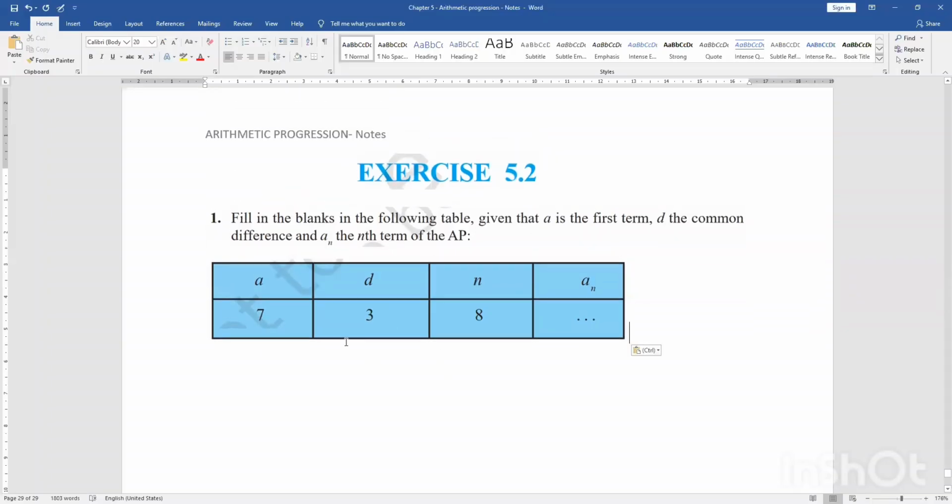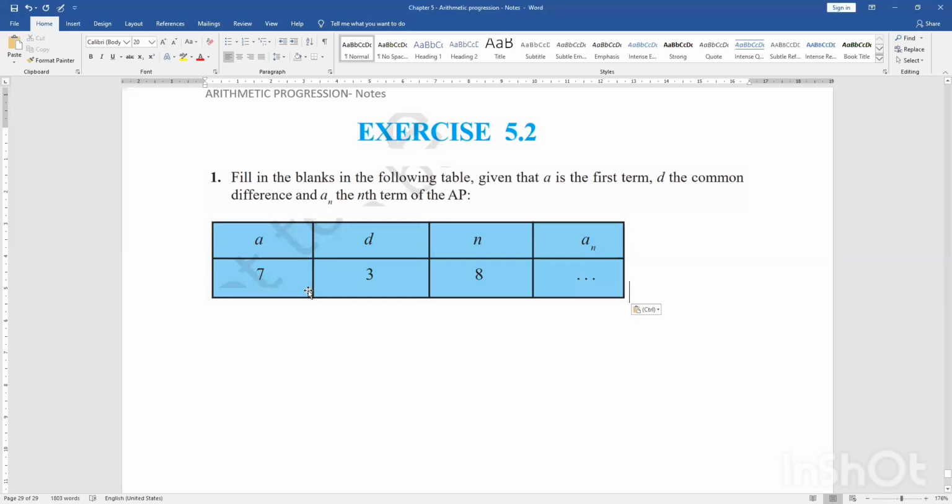Today we start with exercise 5.2. The first question is we have to fill in the blanks. Now they are given a equals 7, d equals 3, n equals 8, and an equals question mark. Okay, so let us write that one.